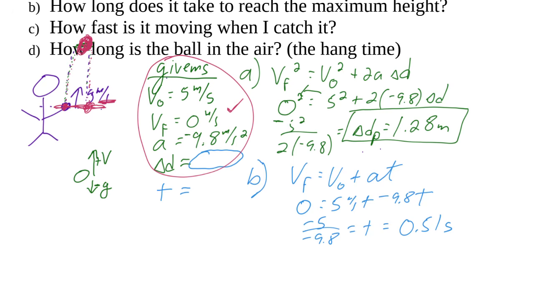That's what it's looking for. Okay, so in that case, let's look at our givens. So we still know the initial velocity is 5, right? We still know the acceleration is negative 9.8.